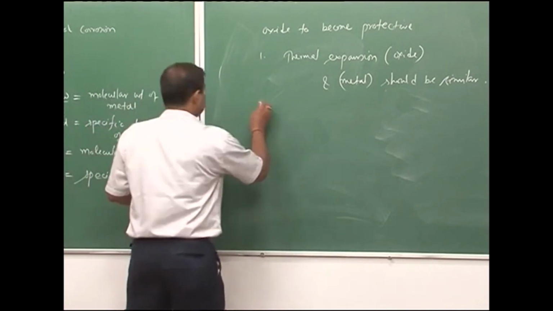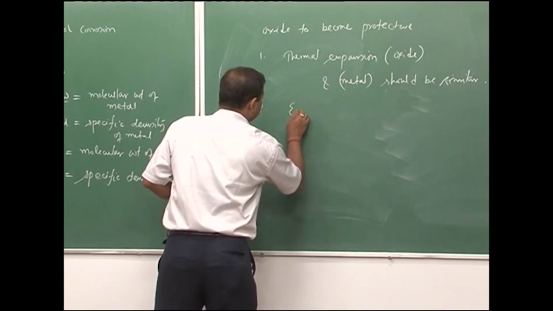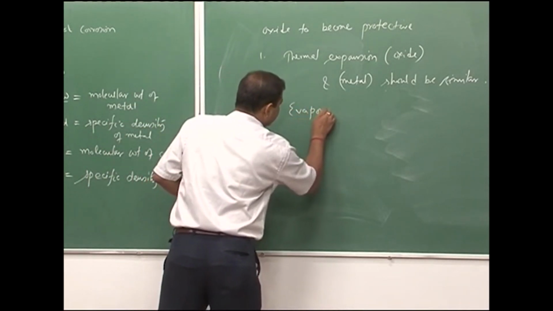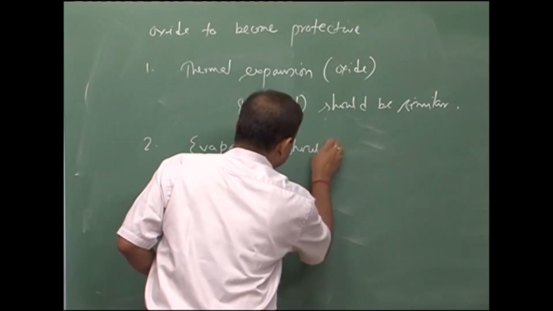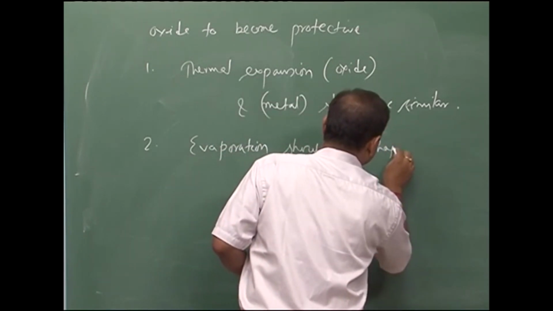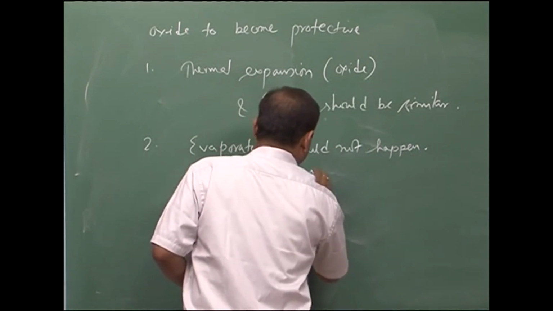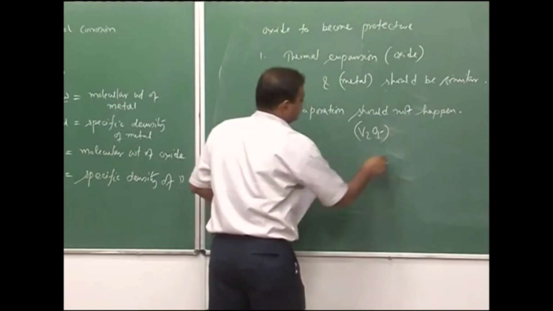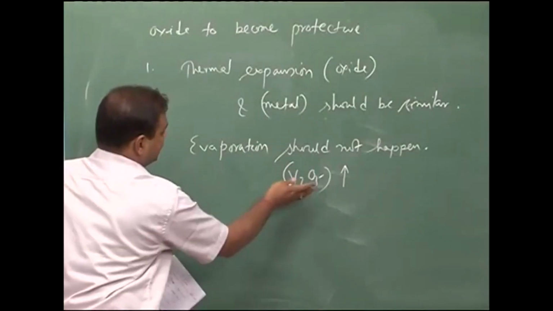Now, second, they should be non-evaporative. Evaporation should not happen. So, for example, V2O5 basically evaporates, so it cannot give any protection.